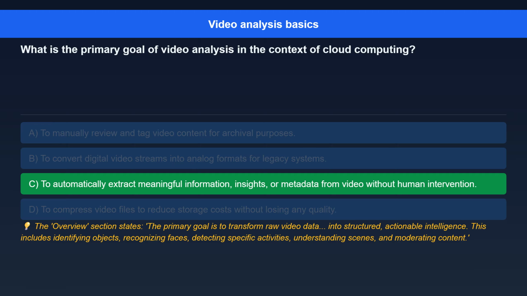The correct answer is to automatically extract meaningful information, insights, or metadata from video without human intervention. Here's the explanation. The Overview section states, the primary goal is to transform raw video data into structured, actionable intelligence. This includes identifying objects, recognizing faces, detecting specific activities, understanding scenes, and moderating content.